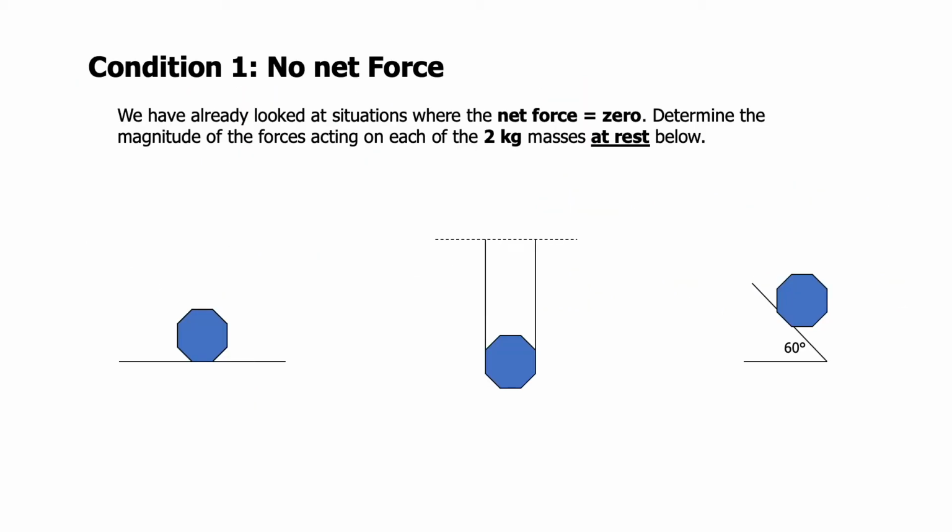Now that we have already looked into the situations where the net force is equal to 0, let's do these examples. Determine the magnitude of the forces acting on each of the 2 kilogram masses at rest below. So we have 3 situations here. Let's go to the first one.